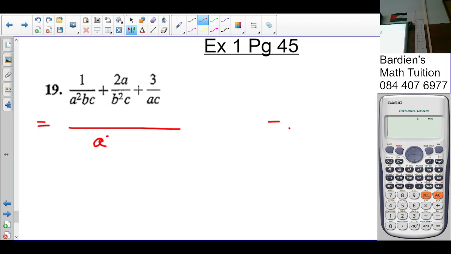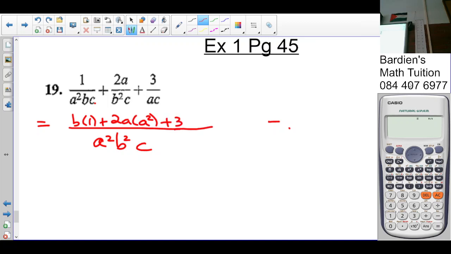She says A squared, yes. B squared. Is there a C squared here? No C squared. Nice. So, A squared BC times what's going to give you A squared B squared C? B. So it's B times 1. So, B squared C multiplied by what's going to give you A squared B squared C? A squared. So it's 2A into A squared.